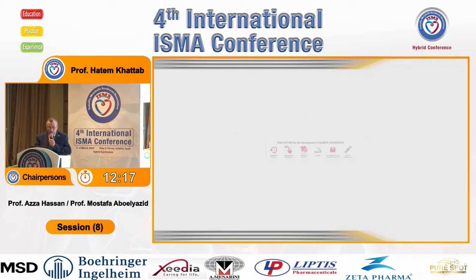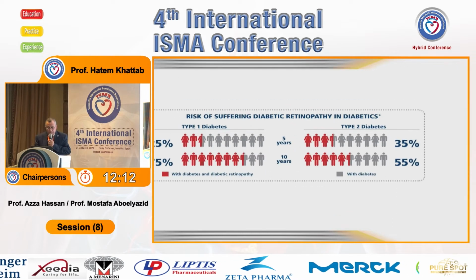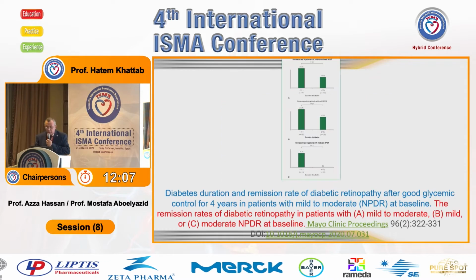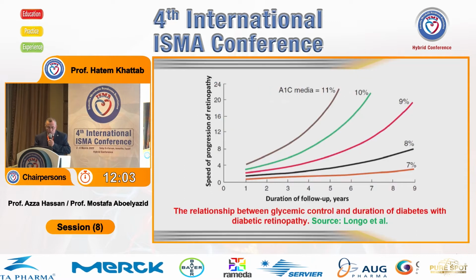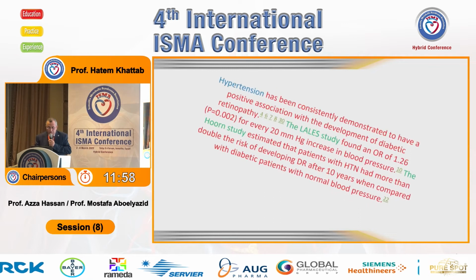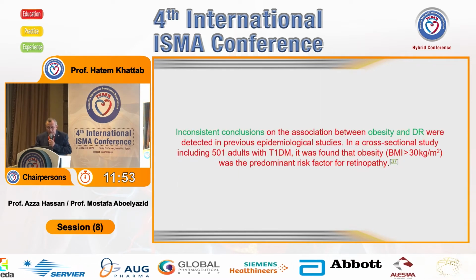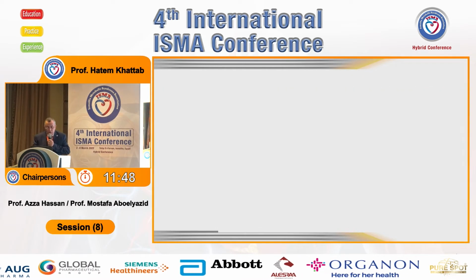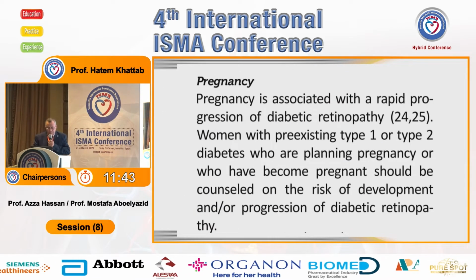The main risk factors are listed here. The duration is very important. Also, glycemic control is very important. I will not repeat what Dr. Mayeda told before. Blood pressure or hypertension is a very important risk factor. Obesity. Obesity is strongly related to insulin resistance. Pregnancy. Pregnancy is associated with rapid progression of diabetic retinopathy.